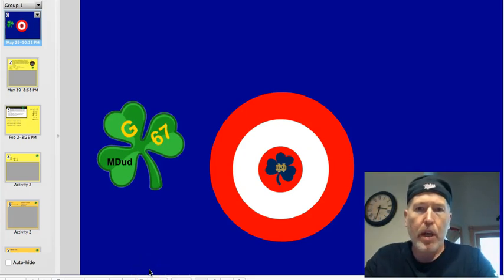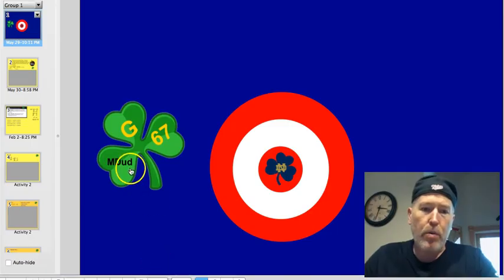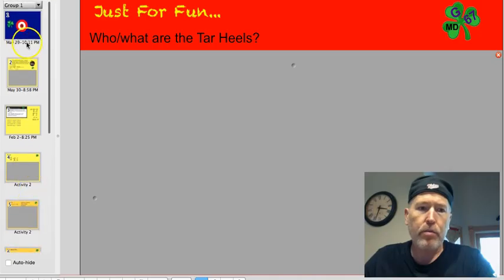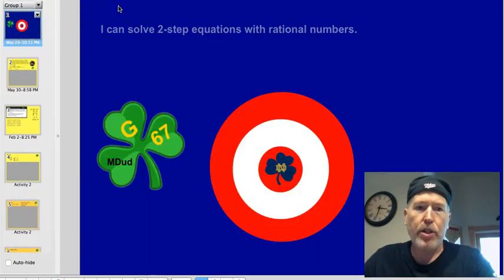Tonight we're going to be solving two-step equations, but let's start with our trivia question of the night. Just for fun, who or what are the Tar Heels? We'll be back with the answer to that after instruction. Tonight officially our target: I can solve two-step equations with rational numbers.